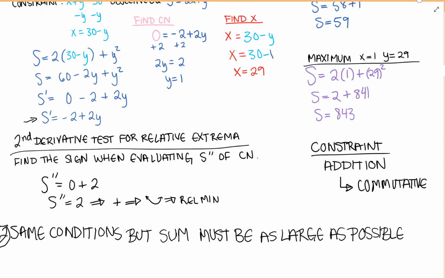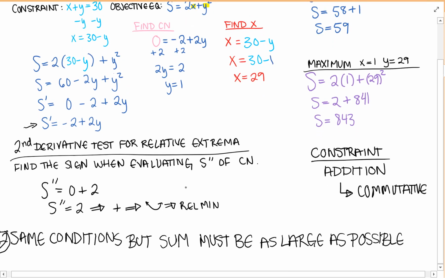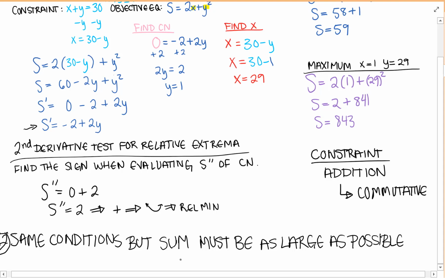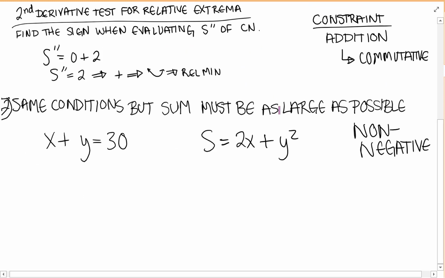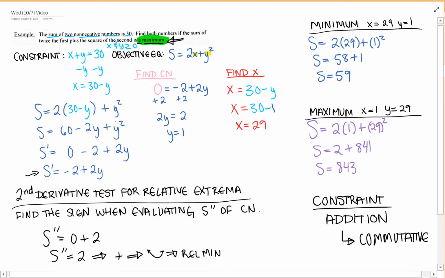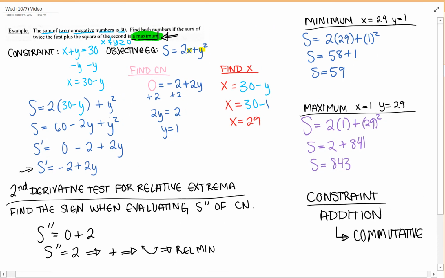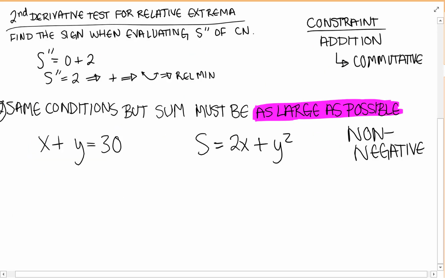Example 2, what if we have the same conditions, the same constraint, the same objective equation, but they're asking for the sum to be as large as possible? As large as possible, okay? This indicates that we may need to check, quote, endpoints, looking for absolute extrema when they're asking for as large as possible. How does that differ from before? They asked for us to find a maximum. If they ask for a maximum, that specifically needs to also be a solution for s prime. It has to be a critical number.